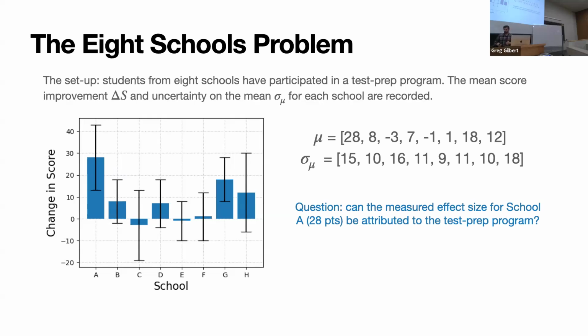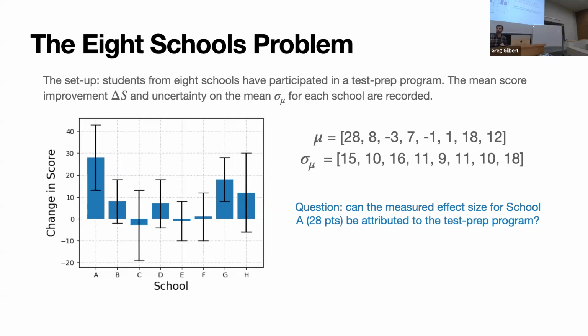Okay, and so here's our summary of the data. Each school has a mu and a sigma sub-mu. The same data is plotted in the bar chart on the left. You can see that the score improvement for school A is quite a bit higher than the other 7 schools. And so the question we want to answer is whether this measured effect size can be appropriately attributed to the test prep program.